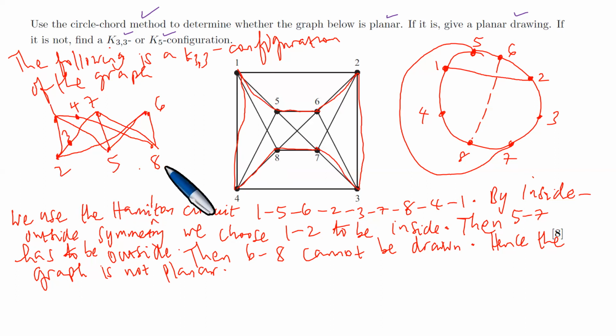So we have this. This one is a K33 configuration because K33 means what? It's without the dots in the middle of the edges. But once you put the dots there, you actually have a configuration. But I want us to analyze this very carefully in view of the Hamilton circuit we chose in the beginning. So 1 goes to 5, goes to 6, and goes to 2. From 2, we go to 3. From 3, we go to 7.